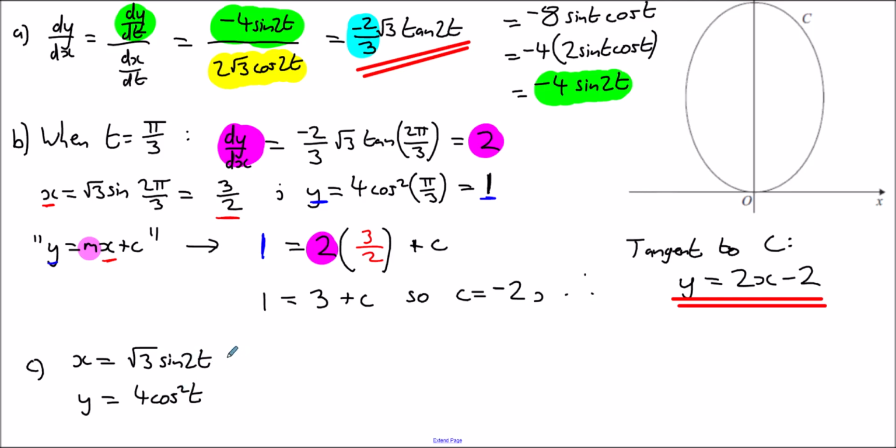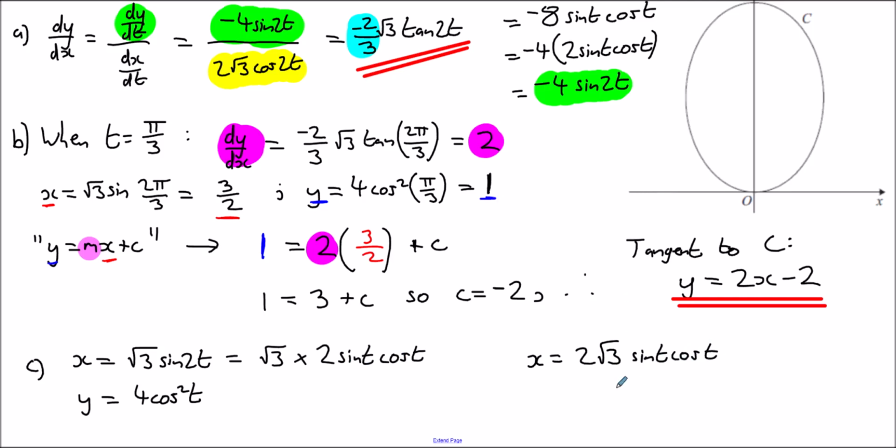sines and cosines. So this is the same as root 3, then sine 2t is the same as 2 sine t cos t. So now we have that, what we can do is actually think about trying to get y in here. So if we see y is 4 cos squared, and here we have no squared terms, what we could do is actually just square x. So x is 2 times root 3 sine t cos t.